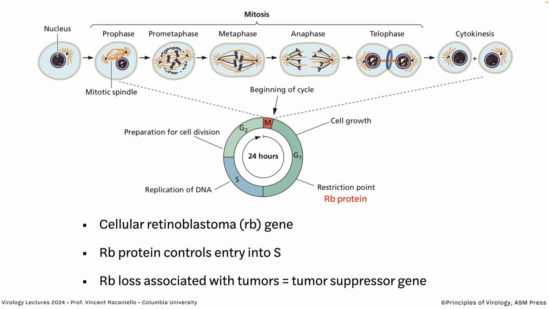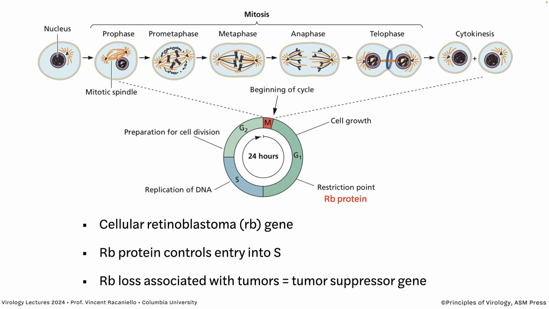Then those cells are pretty small. They're half the size of the original cell, so they grow. They have to get bigger. That's the G1 phase. Then they replicate their DNA. That's the S phase. And then they get ready for cell division, and they divide again in M. And division is, of course, called mitosis. That's shown at the top.